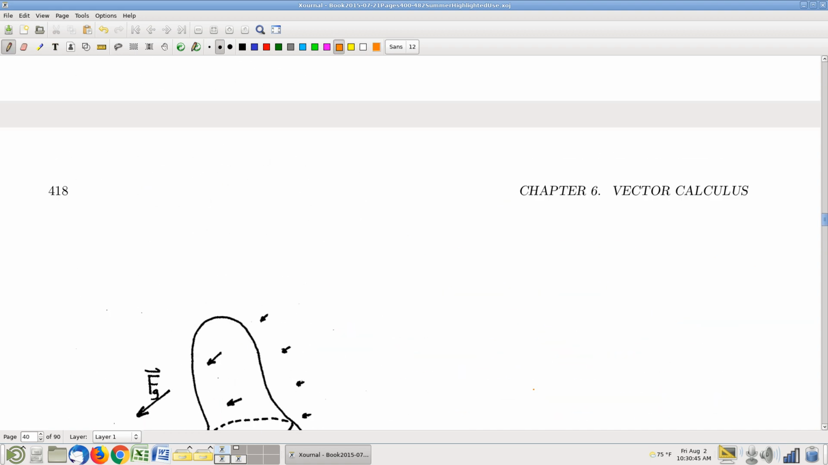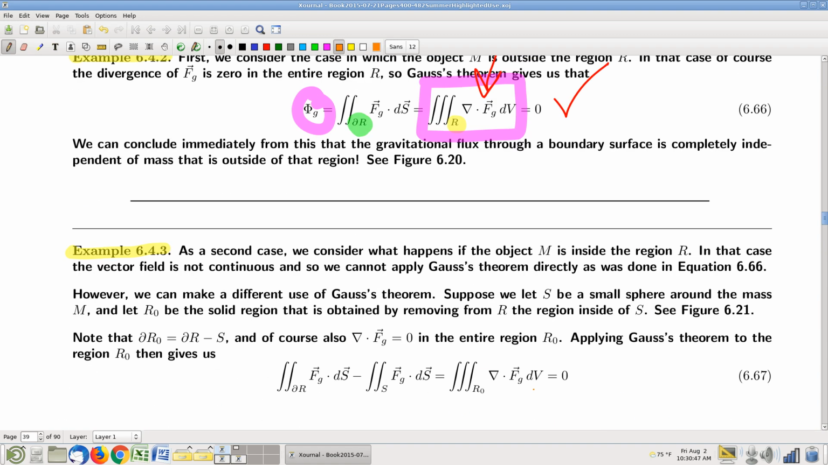Okay, so all I have to do then is confess I've computed the flux through the boundary of R0, which consists of the boundary of R minus S. I still got 0.